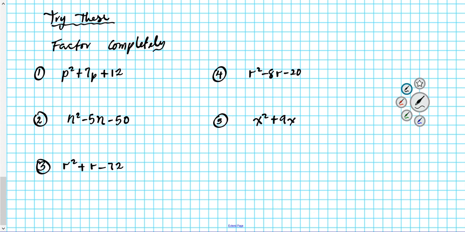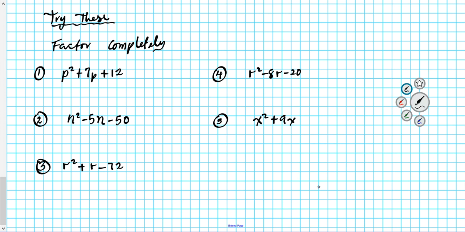All right, it's now time for you to demonstrate mastery. We'd like you to try out these 5 practice problems. The instructions are for you to factor completely. So what we'd like you to do is go ahead and pause this video presentation at this time. Factor these 5 problems completely. When you're done, click on the play button in order to see what the answers are.